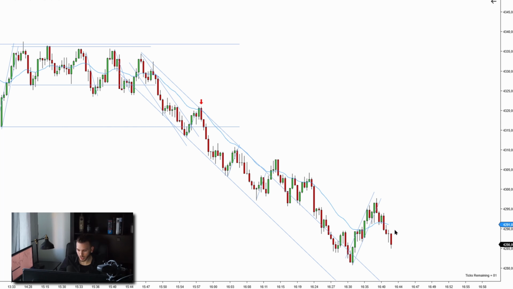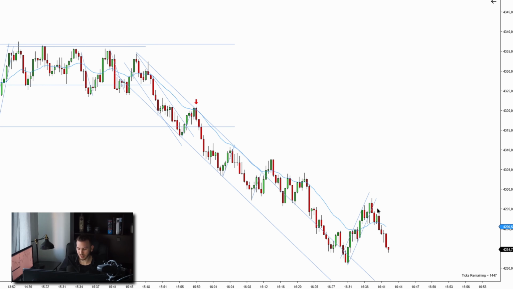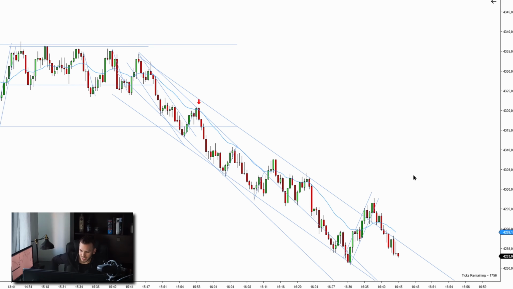So I would like to get a failed second entry long. If a failed second entry long forms close to the EMA, that would be a great sell, because we still have a strong bearish structure, and I would still see myself selling and getting a few more legs down to a new low. All right, here we have the failed second entry long.